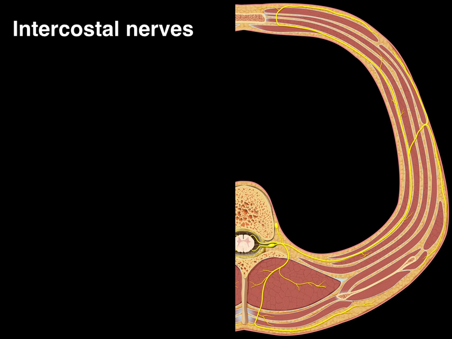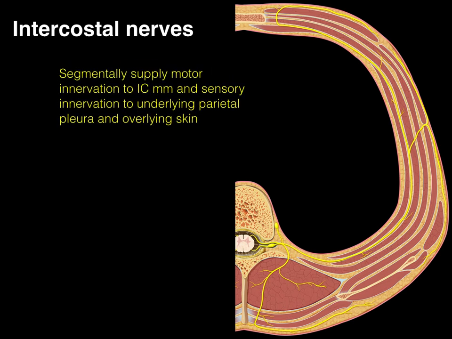So to do this, we have a cross-section through the thoracic wall. And looking at what intercostal nerves are, basically this is what we need to know. Intercostal nerves segmentally supply motor innervation to intercostal muscles and sensory innervation to underlying parietal pleura and overlying skin. All right, let's do this again, shall we? Well, let's look for happy faces.